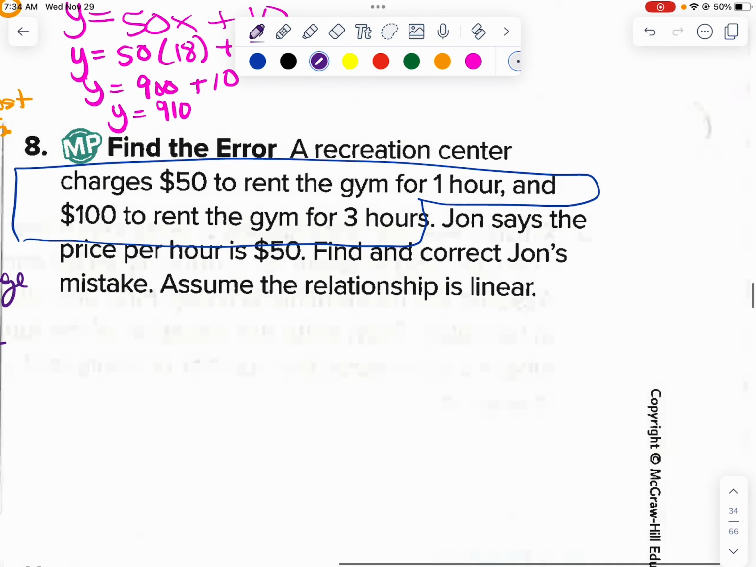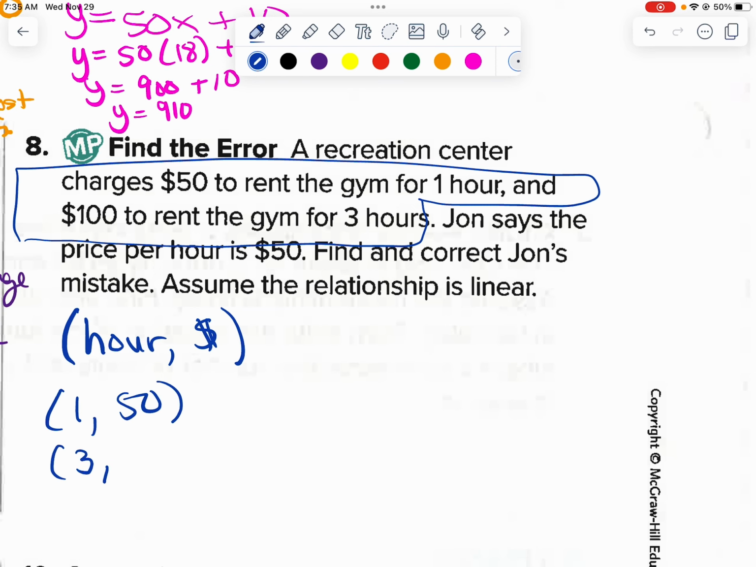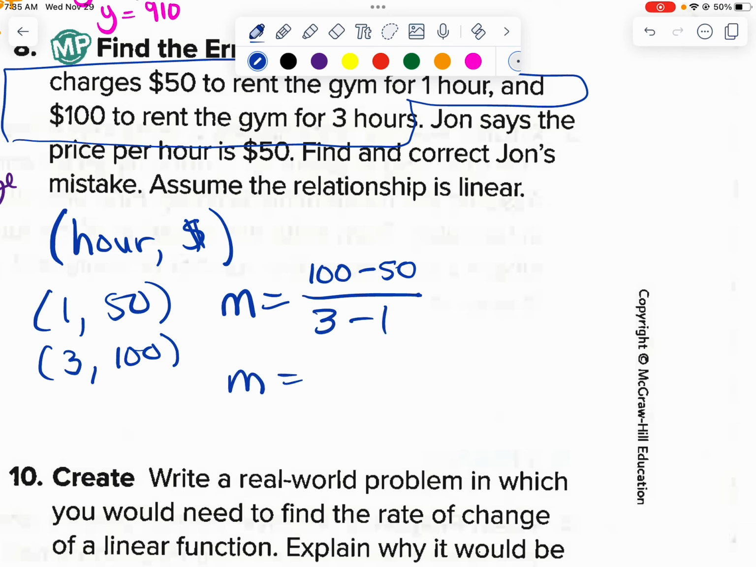Okay, over here it says a recreation center charges $50 to rent the gym for 1 hour and $100 to rent the gym for 3 hours. And remember, we talked about in class that usually a time would go first and then money. So let's do this. So if I have 1 hour, that costs $50. I have 3 hours and that cost $100. If I was to find the slope of this, so 100 minus 50 over 3 minus 1, that would get me 50 over 2, which would get me 25.